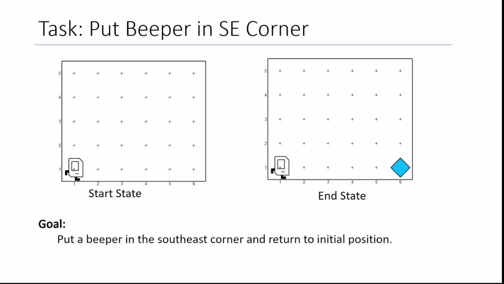We now know the basic foundations of managing a Python program using conditions. Let's revisit the example from part 1, where we placed a beeper in the southeast corner. In this task, Karel moved to the southeast corner, put down a beeper and then returned home. Let's explore how we can improve this solution with our newly acquired understanding of conditional statements and loops.